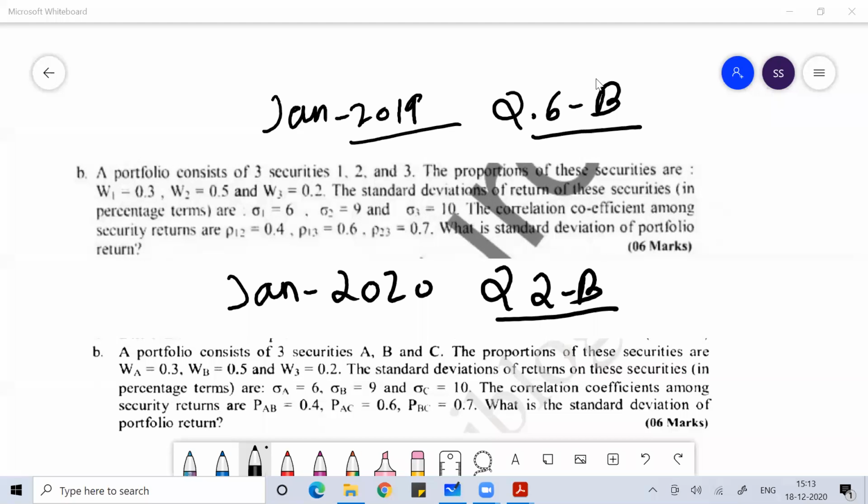This is one of the correlations we found: in January 2019, question number 6B is the same as January 2020, question number 2B. You can see the similarity in this question. Both are exactly similar, so these things are very common in the exam. Make sure that you watch all my videos very carefully and practice all the previous year question papers. Then you will definitely get very good marks in the exam.